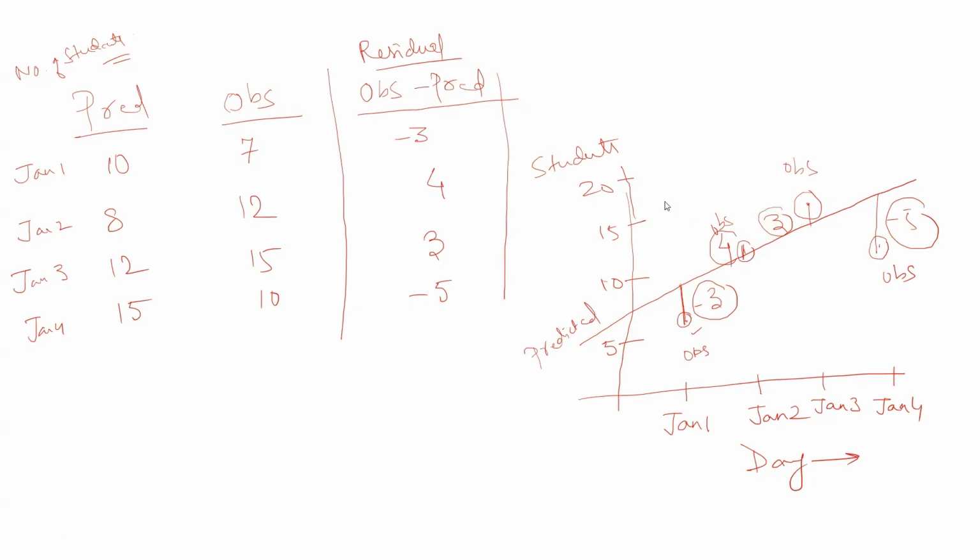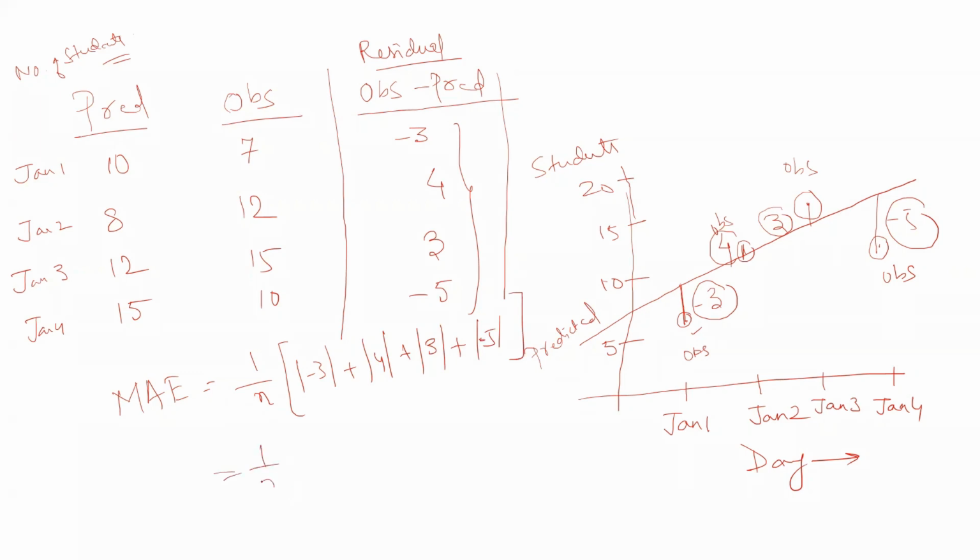Great. Now these residuals are -3, 4, 3, and -5. And you can say, okay, sir, I want to calculate the mean absolute error. Now we know that it is one over the number of terms, and then you sum all these terms with absolute values. So you will have mod of -3 plus mod of 4 plus mod of 3 plus mod of -5. We know that mod of -3 is going to be 3. With mod, everything changes to a plus value. So 3 plus 4 plus 3 plus 5.